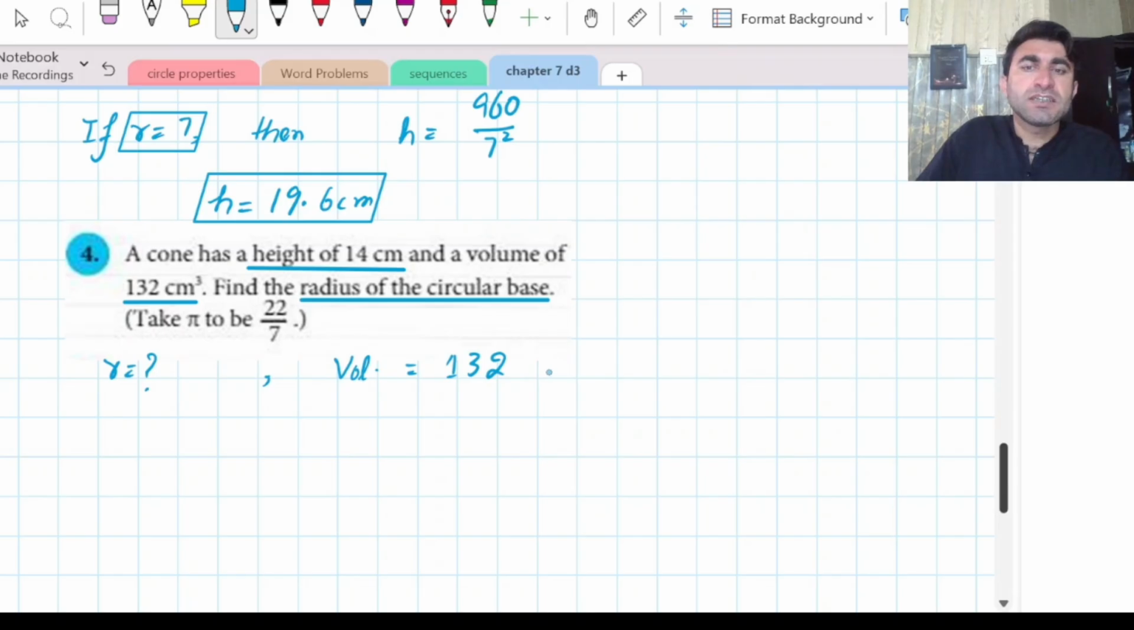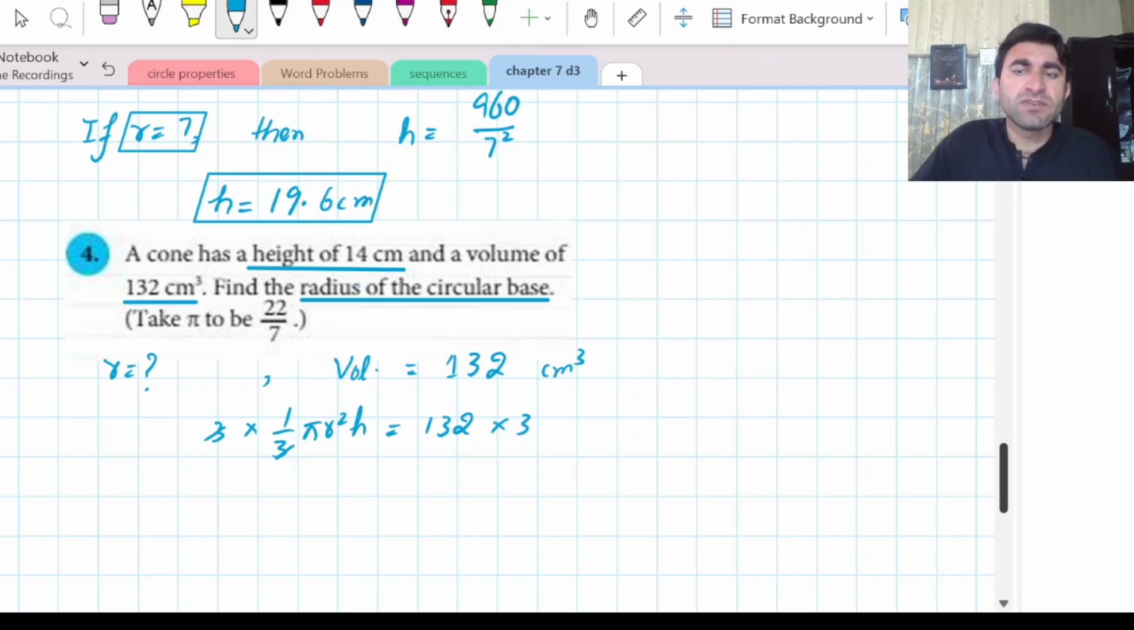We know the formula for volume is 1 by 3 pi r square h, and this equals 132. First I would like to multiply 3 on both sides and then replace the value of h. It will become pi times r, which is unknown, and height is 14. So it will be 132 times 3, which is 396, and let us divide both sides by 14 pi, so that pi and 14 on the left-hand side are cancelled out.